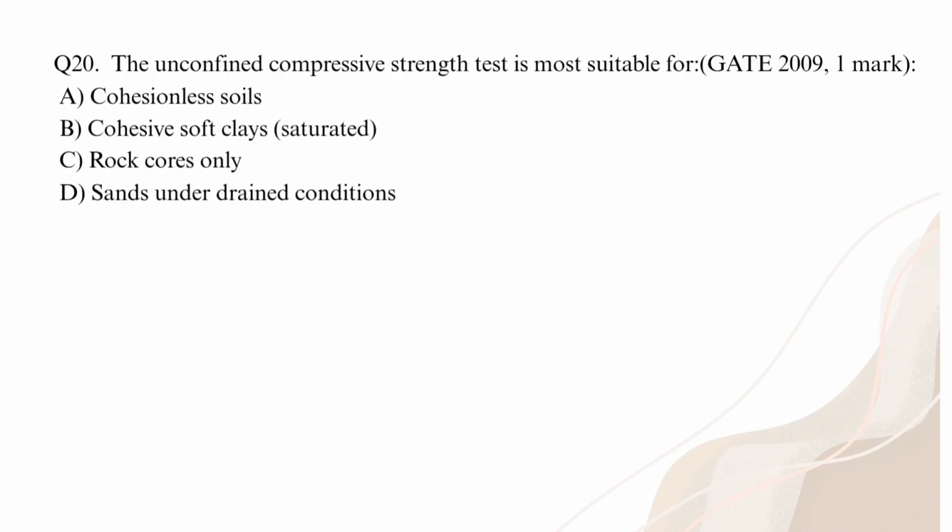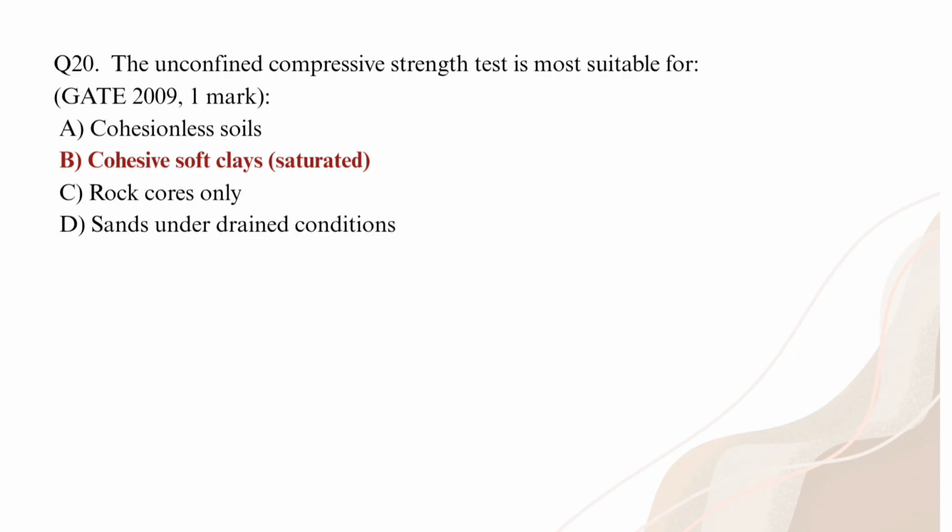Now the next: the unconfined compressive strength test is the most suitable for. Options: A, cohesionless soil; B, cohesive soft clays, that is saturated; C, rock core only; D, sands under drained conditions. And the correct answer is option B, that is cohesive soft clays, which is saturated. This question was asked in GATE 2009 for 1 mark.